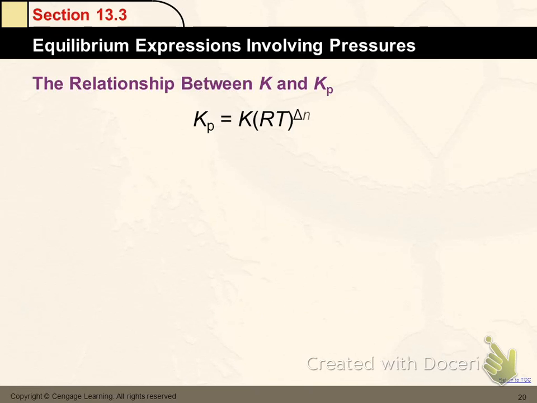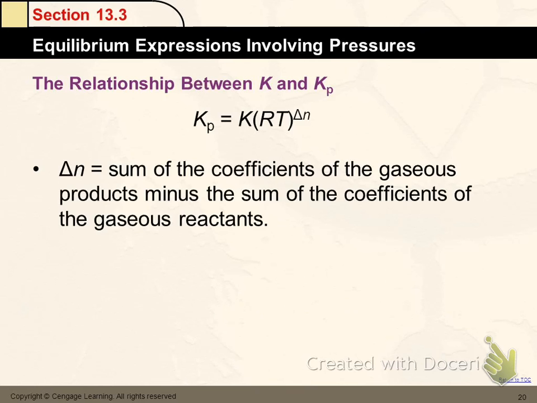Now, what is the relationship between K and Kp? Because Kp is dealing more with pressure and not necessarily concentration, we have to have a slight difference in the variable. The first thing that we're going to come to is that difference in n, or the change in n. Whenever we see that delta sign again, it's a change. So we're going to look at the change in the sum of the coefficients of the gaseous products minus the sum of the coefficients of the gaseous reactants.